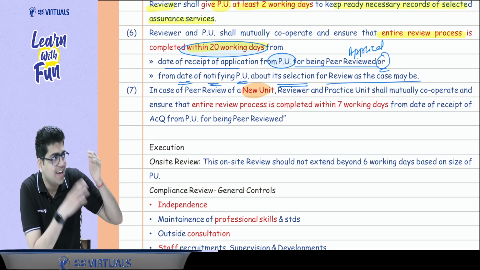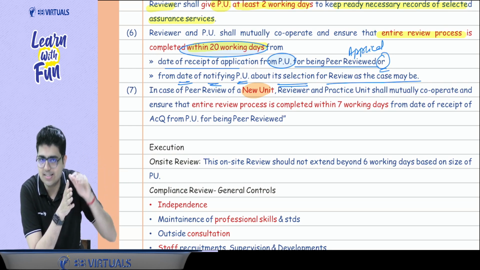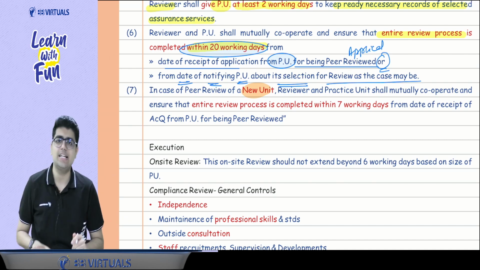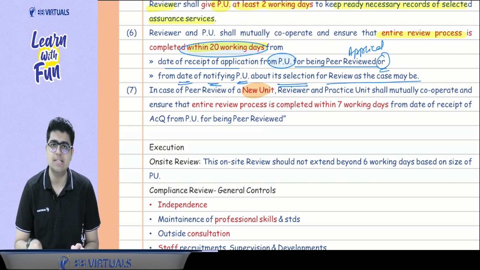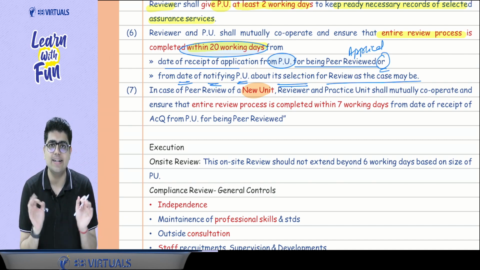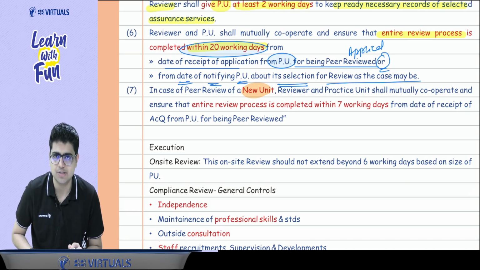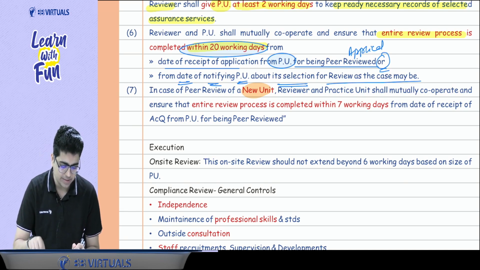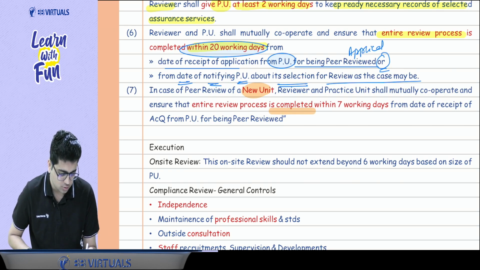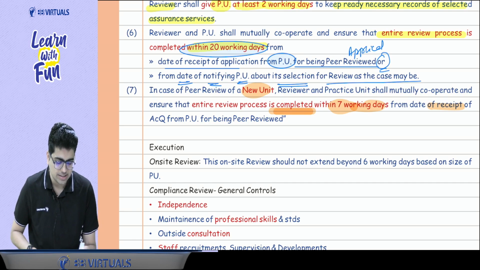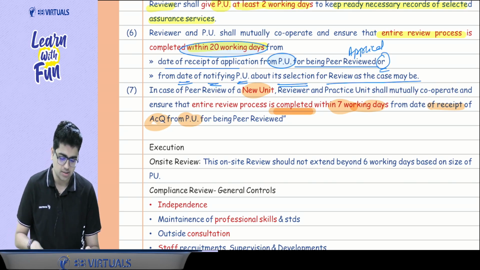It was 12 months. A unit which has been in existence for less than 12 months, or even if it has been in existence for more than 12 months, but it has not rendered even a single assurance engagement. So in the case of a new unit, the entire review process needs to be completed within 7 working days from the date of receipt of application cum questionnaire from the practicing unit.